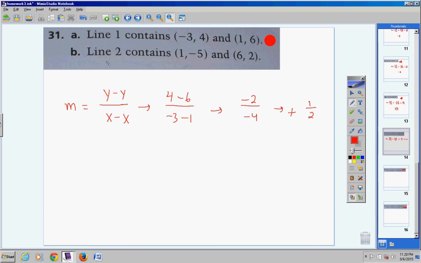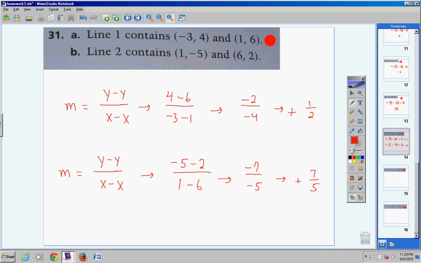Now let's find the slope of line 2. So here we go. Using these 2 points right here, y minus y. So here's my y's, negative 5 and 2, so negative 5 minus 2. Then here's my x's, 1 and 6. So I have 1 minus 6. Negative 5 minus 2 is negative 7. 1 minus 6 is negative 5. Negative over a negative is positive. Positive 7/5. So there's that slope.